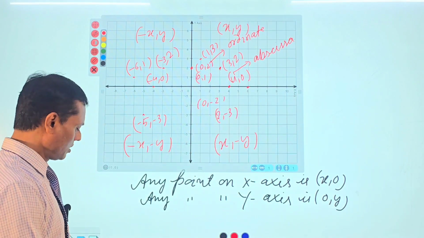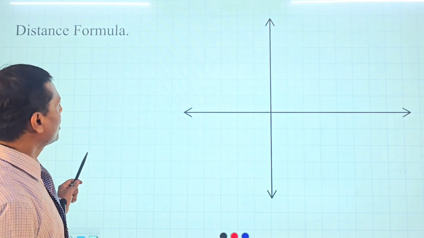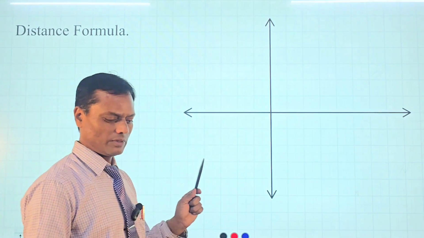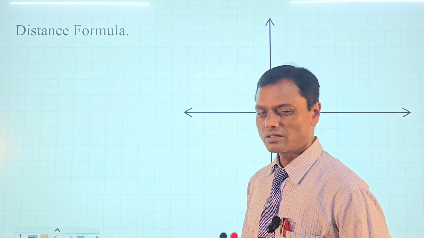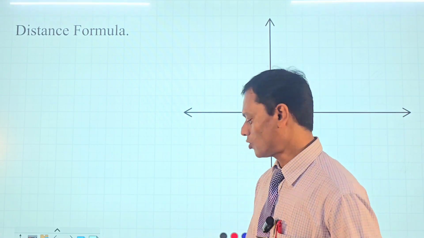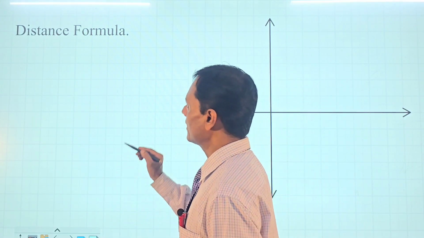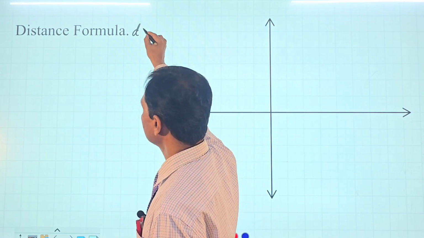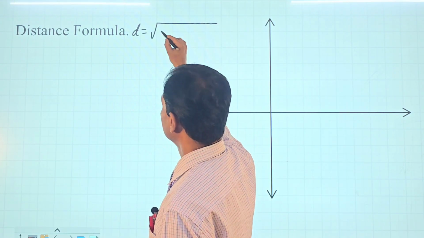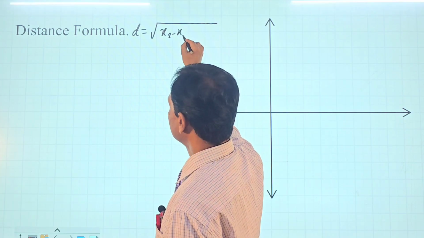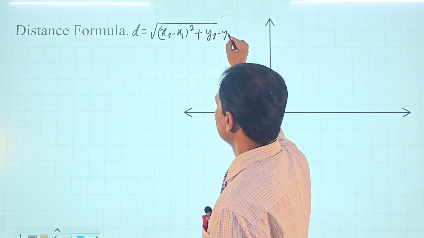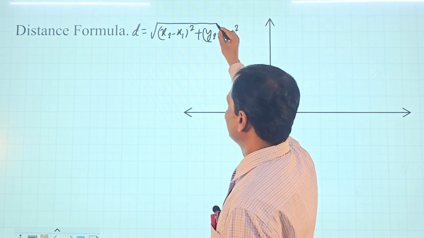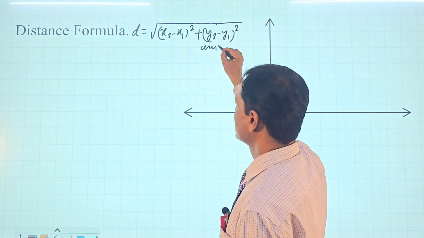So don't forget that. Next, we have to find the value of the distance formula. It's very important, so you have to understand how to find the distance formula. The distance formula is d equals the square root of (x2 minus x1) whole squared plus (y2 minus y1) whole squared. And don't forget to write units.